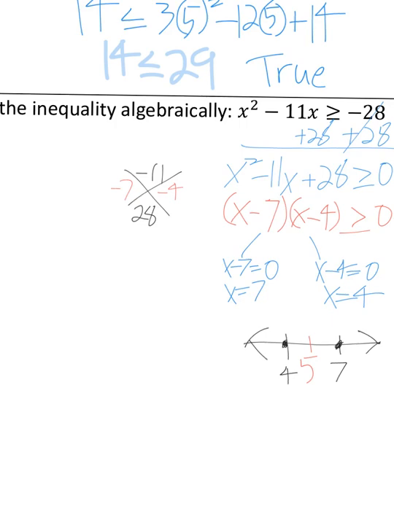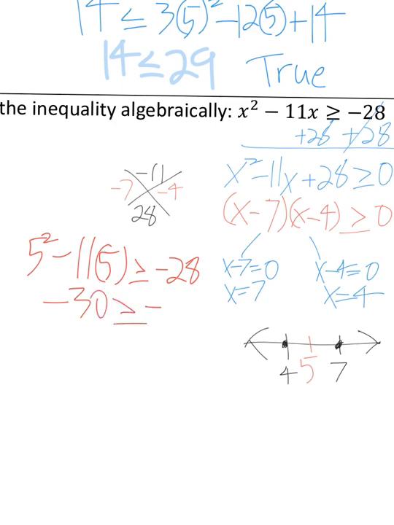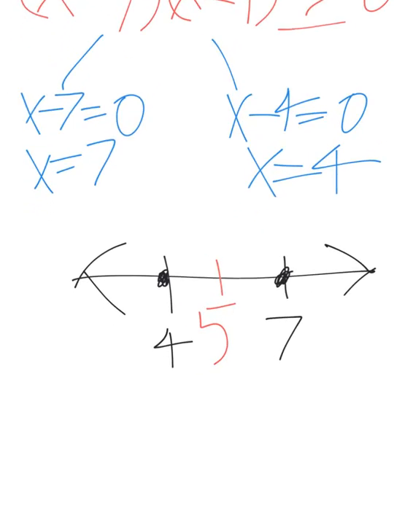So does 5 squared minus 11 times 5 come out greater than or equal to negative 28? That's 25 minus 55, that's negative 30. I'm doing it in my head, I didn't type it in the calculator. Negative 30 greater than or equal to negative 28, that's a false statement. Because that's a false statement, we go back to our number line, and we don't shade in the middle, we shade on the ends.